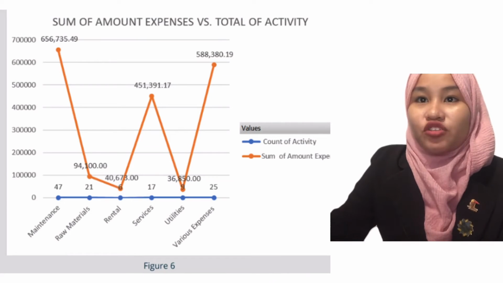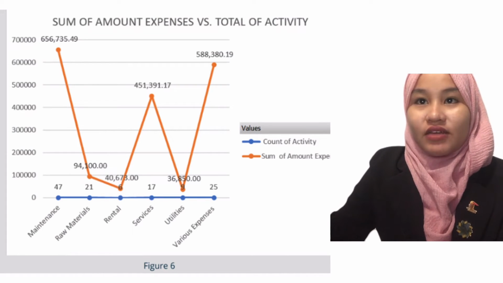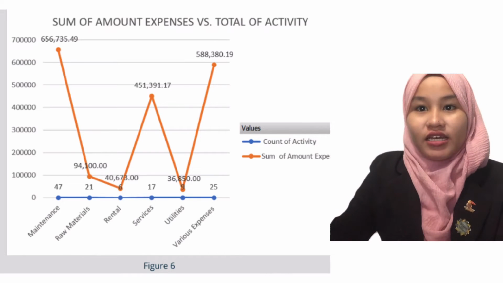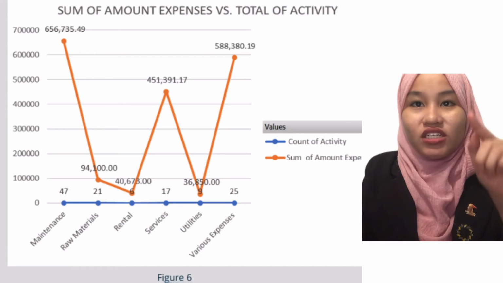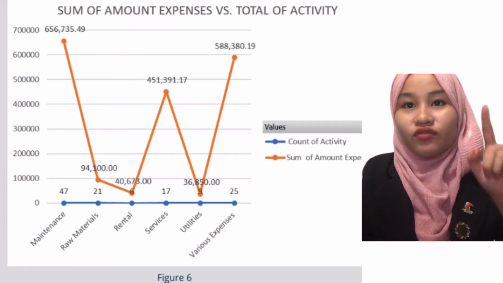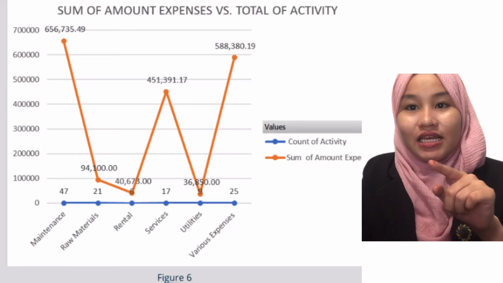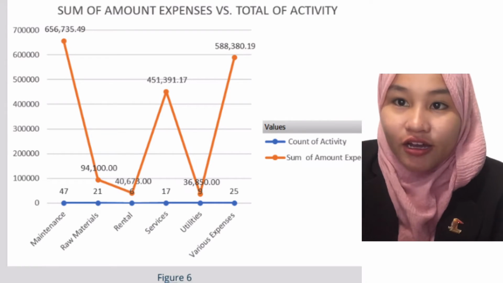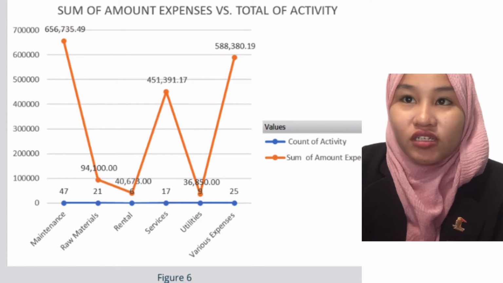Okay, so far, how is the total expenditure related to the total activity done by the company? From page 3, we concluded the sum of amount expenses versus total of activities and came up with a line graph. The orange line is the sum of amount expenses within the company throughout the year, and the blue line is the total of activities performed by the company. From the line graph, we can see that the total sum amount of expenses is highly related to the count of activities.